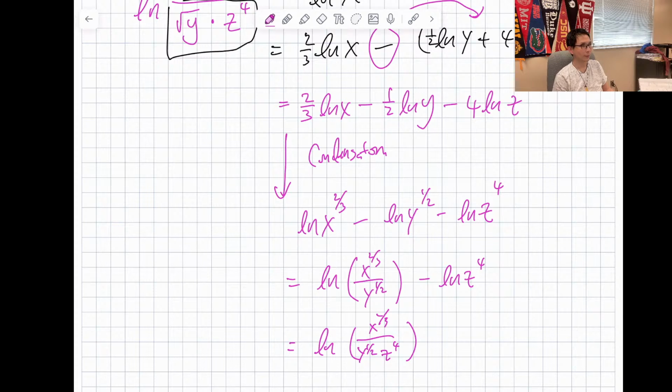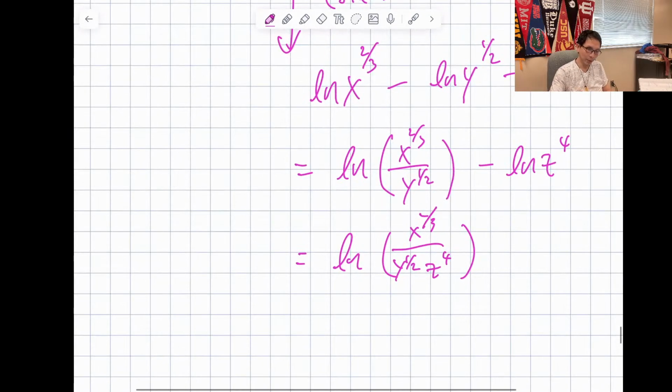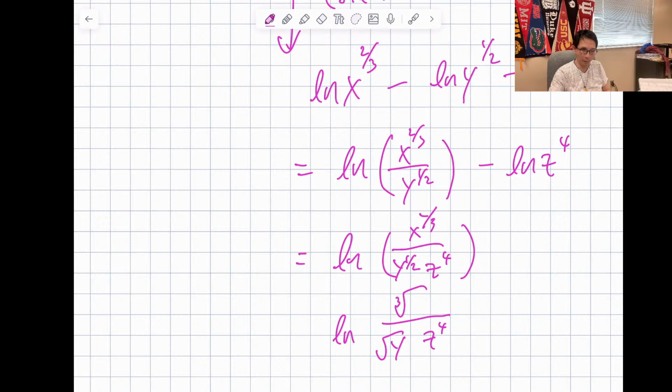Otherwise, you're gonna be single the rest of your life. Wait, Mr. Yang, when we put the y back in there. You can if you want to. So you can say ln of square root y z to the 4th. This one could be cube root of x squared like this. You can do this. It doesn't matter.